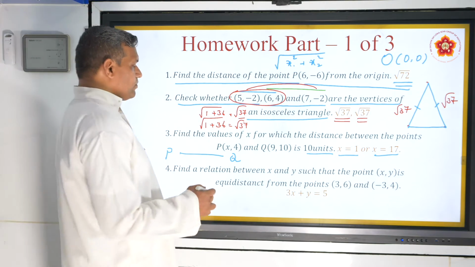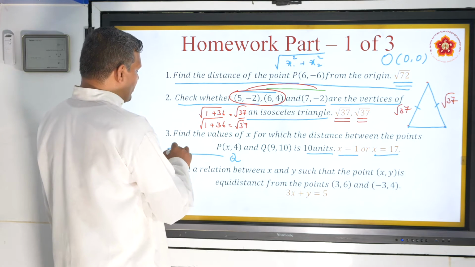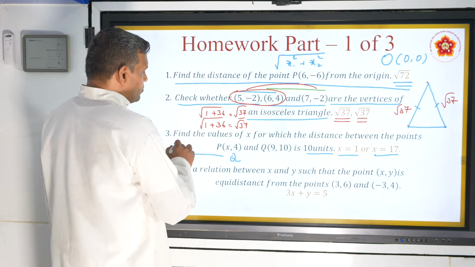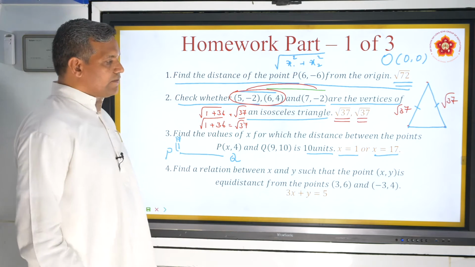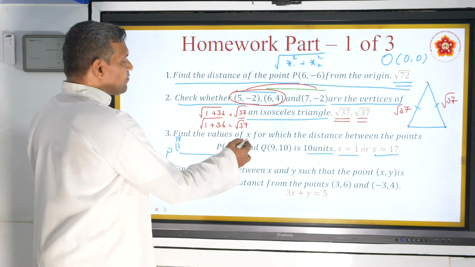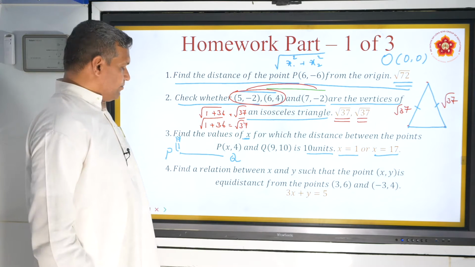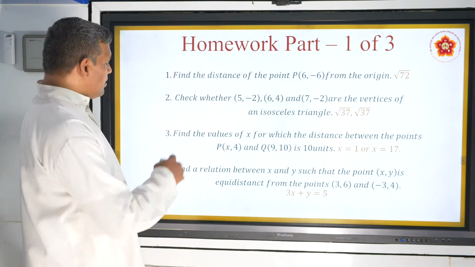So that gives you the x value of point P, which is either 1 or 17, you can take either. Correspondingly the y value will change. Because they are asking only for the x value, you find only the x value. So I erase everything. Last sum.